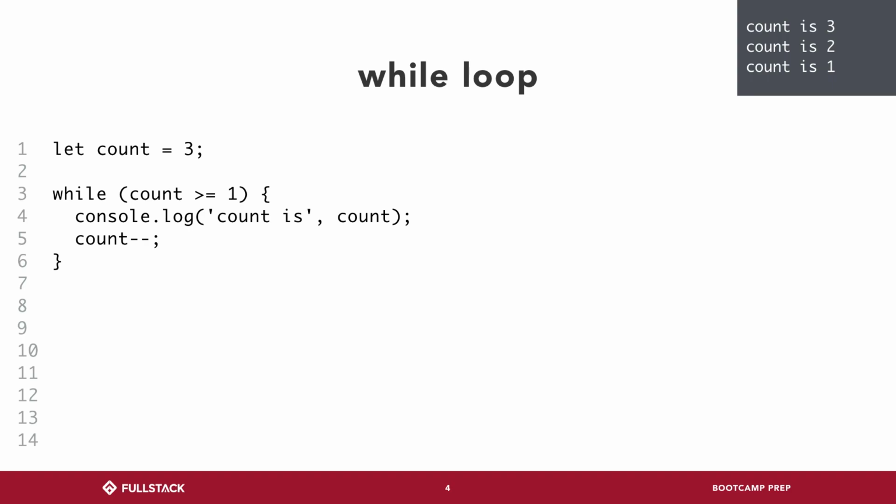And when we run this code, count will be 3. 3 is greater than 1, and that's true. So we log out that the count is 3. We decrement, and then it will plug the new number in, which will be 2. 2 is still greater than 1, so we can log that out and repeat the process. Once count hits 0, it's no longer greater than or equal to 1, and we'll continue down here, and nothing else happens.